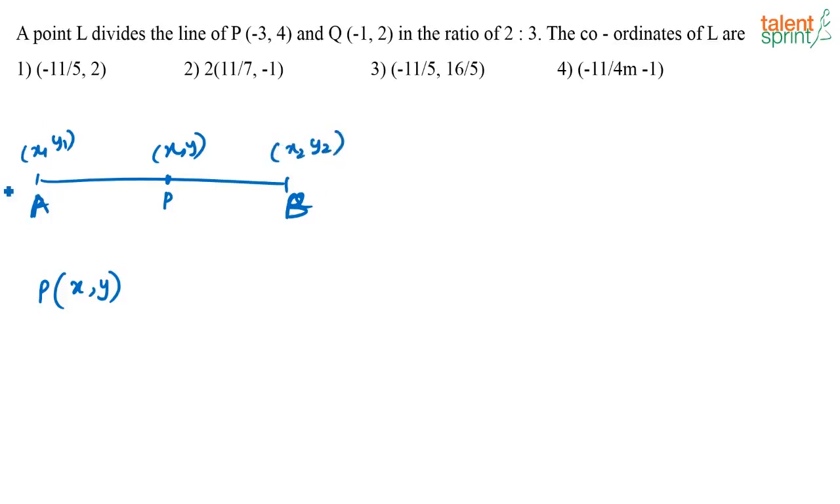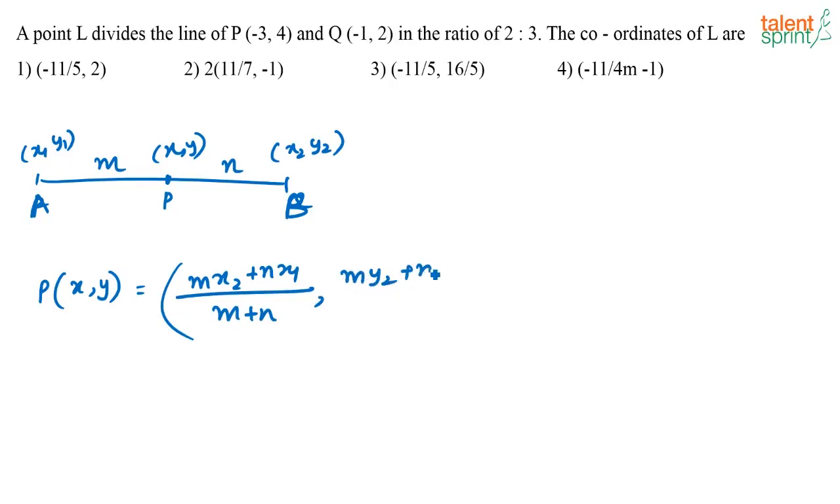So I have a line segment AB and there is a point P which is dividing this line segment AB in the ratio m is to n. If there is a point like that, then the coordinates of this point P are given as (mx2 + nx1)/(m + n) and (my2 + ny1)/(m + n). Now see, this is the case when the point is within the line, or it is dividing the line internally.